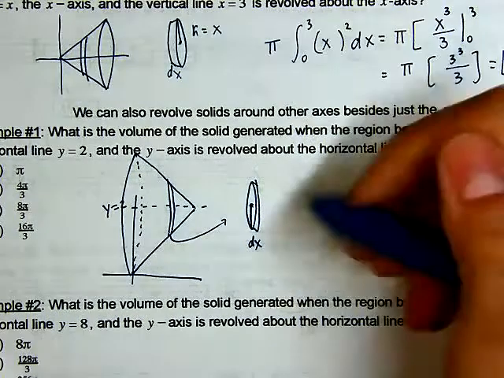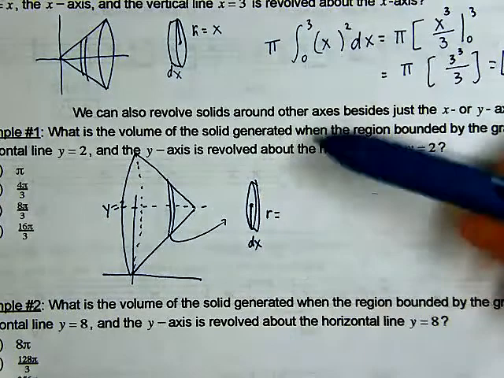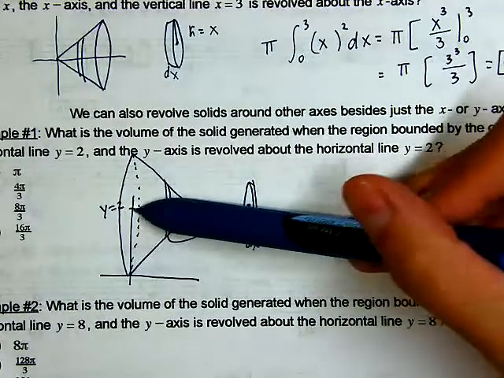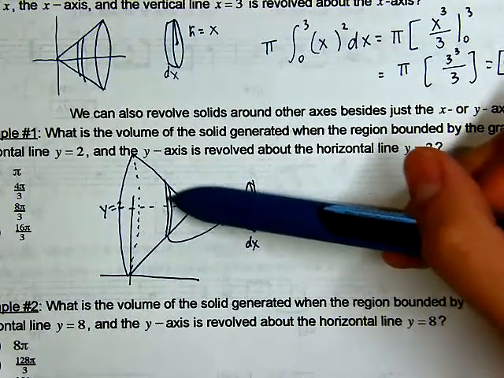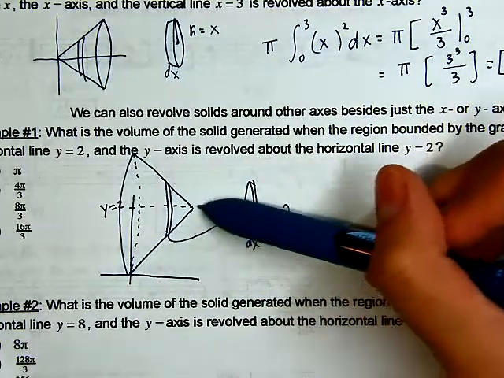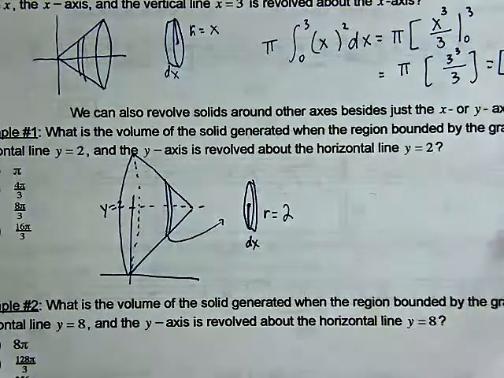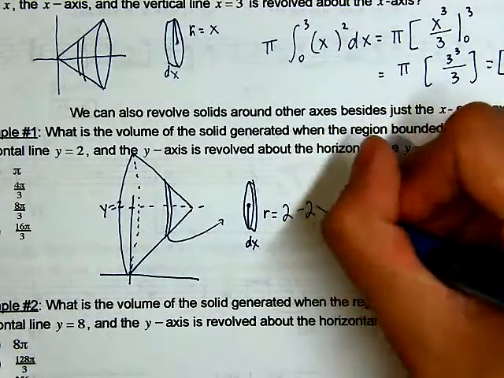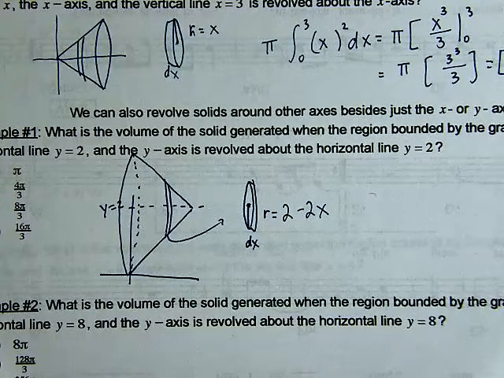So here, the center was 2. It was that line y equals 2. That was the center of the disc. And then the bottom part of the disc was the line 2x. So you're going to subtract those two, and that forms your radius.